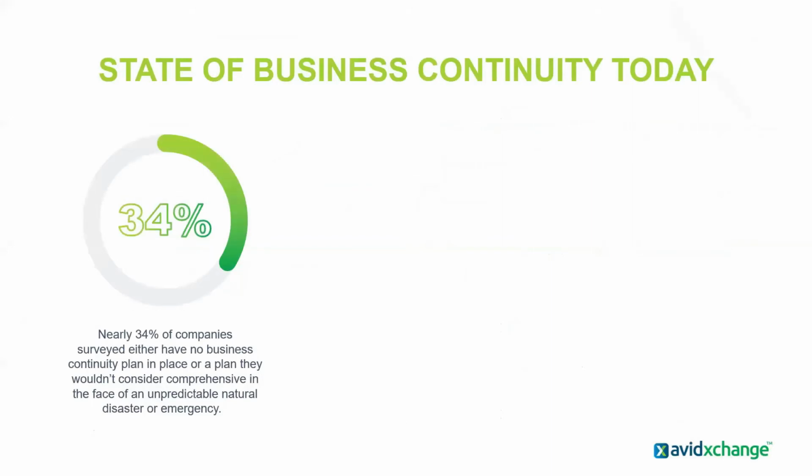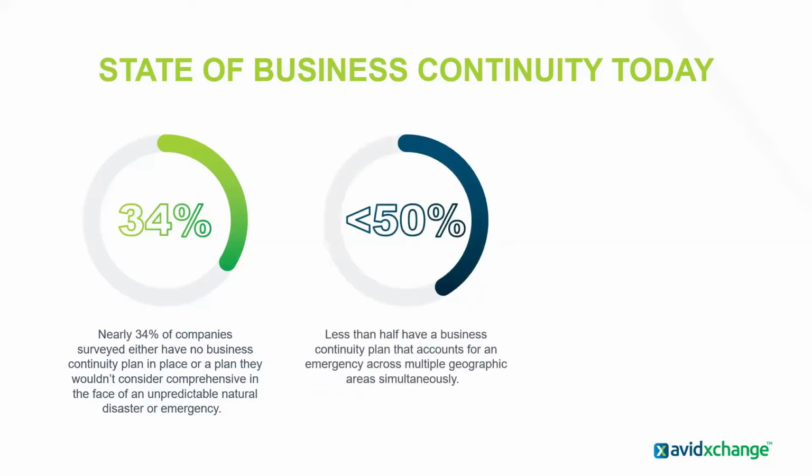As per the agenda, we're going to start off by looking at the state of business continuity today. As you can see, the first stat represents companies that were surveyed at the beginning of March. Nearly 34% of those companies surveyed had no business continuity plan in place. Obviously, a lot of us have had to learn on the fly if we didn't have one. But less than half of those business continuity plans accounted for emergencies across multiple geographic areas simultaneously.